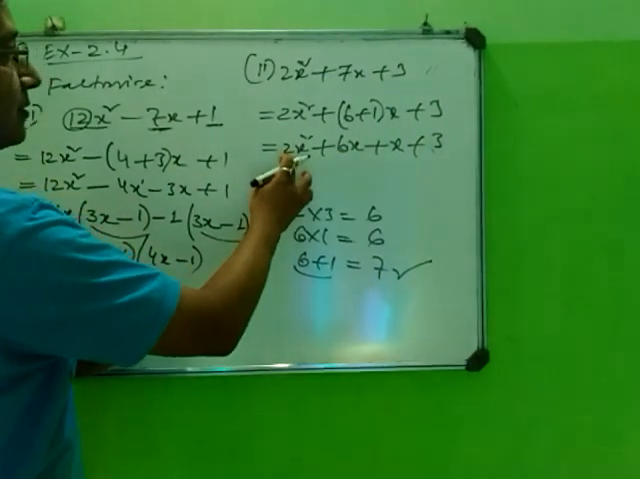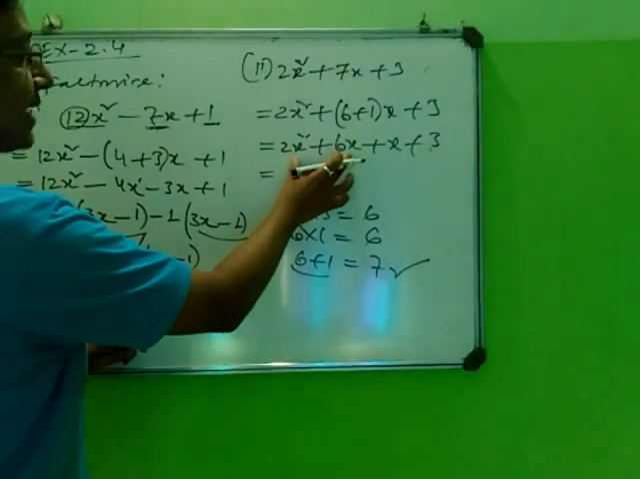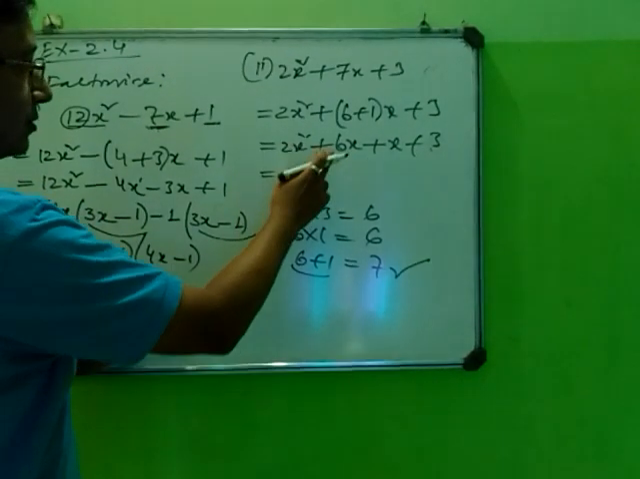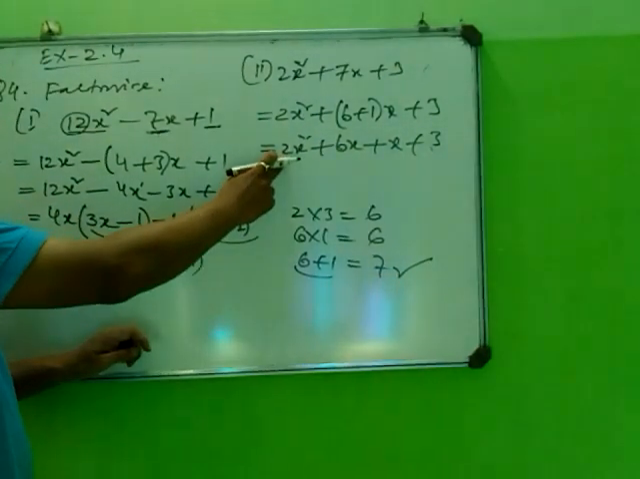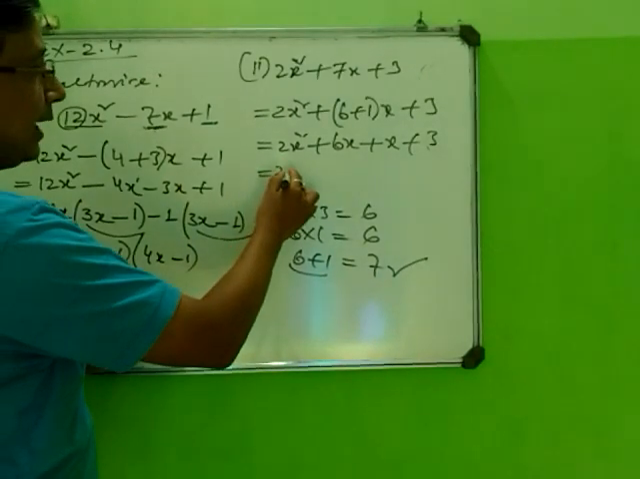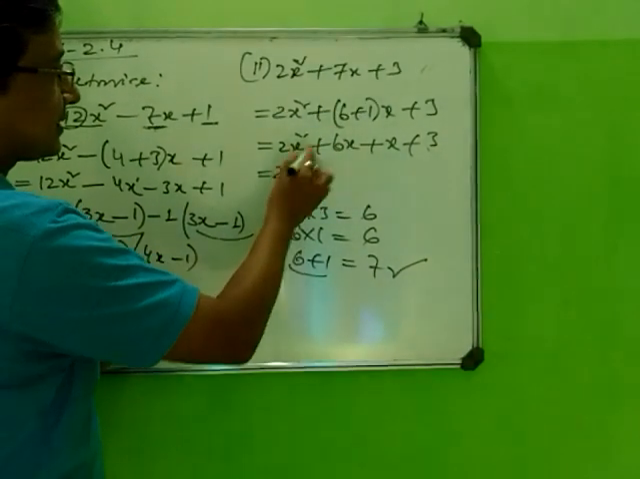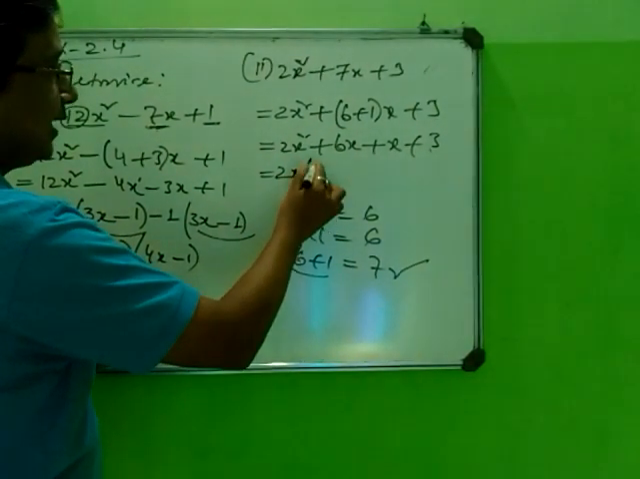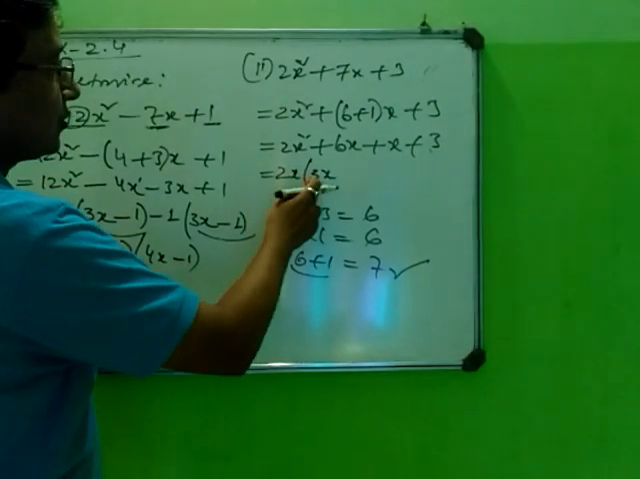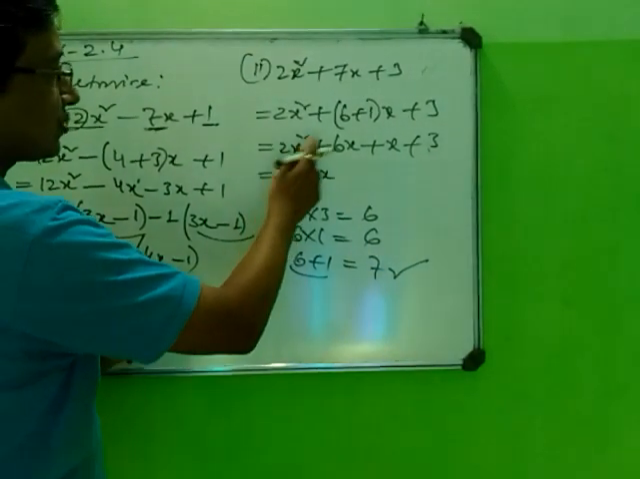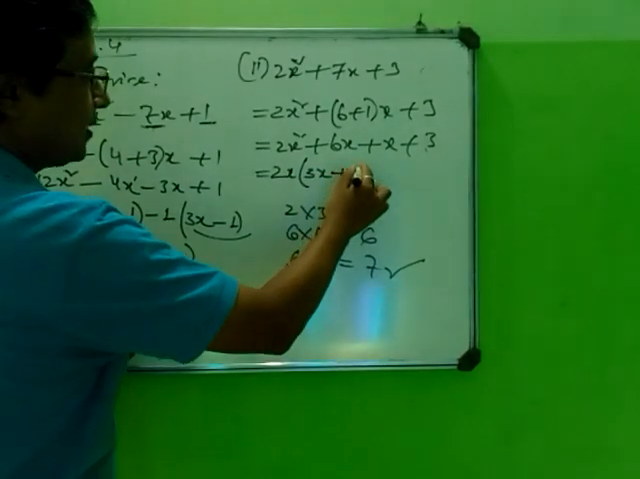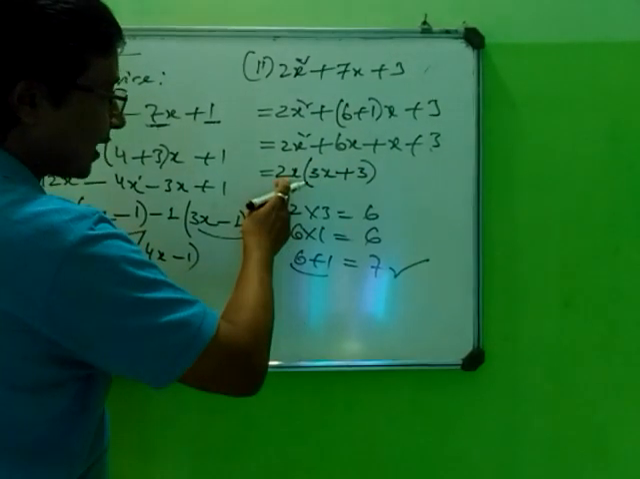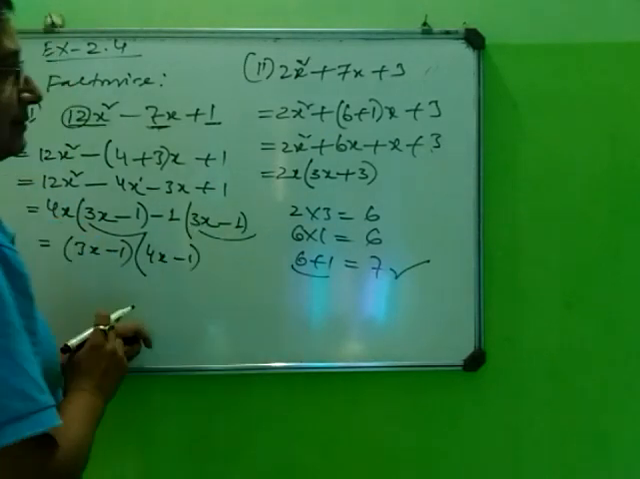Between these two terms, the highest common factor is 2x, because both 6 and 2 are divisible by 2. So it will be 2, and the lowest power of x is x. So it will be x. Then it will be 3x. 2 into 3 is 6. x into x, x squared plus. So it will be 3, because 3 into 2x will be 6x.